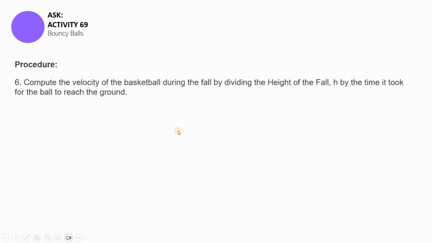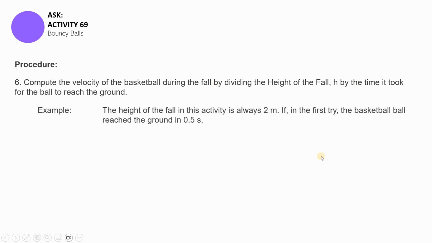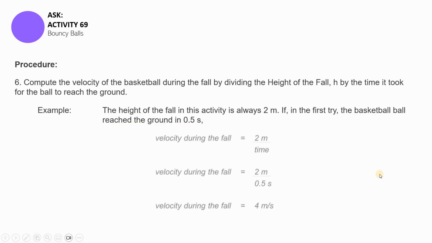Alright, now for number 6, compute the velocity of the ball during the fall by dividing the height of the fall, h, by the time it took for the ball to reach the ground. Halimbawa, for example, the height of the fall in this activity is always 2 meters, okay? If in the first try, the basketball reached the ground in 0.5 seconds, then this is going to be the velocity. Okay, simple lang siya.